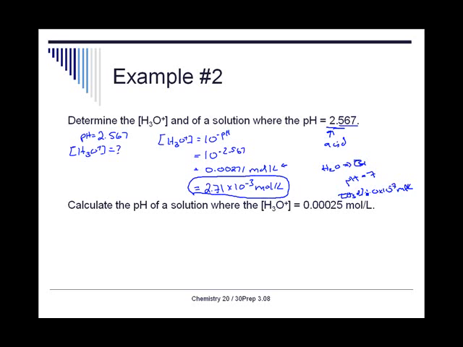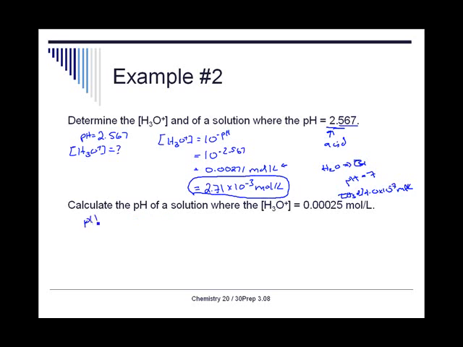So when we compare the two, we can see this solution said it was acidic according to its pH, and it turns out to be acidic when we do our calculation. So we're probably right with our calculation. All I'm doing here is just double checking my work and making sure that my answer makes sense with the question. So for the next one, we're going to calculate pH.